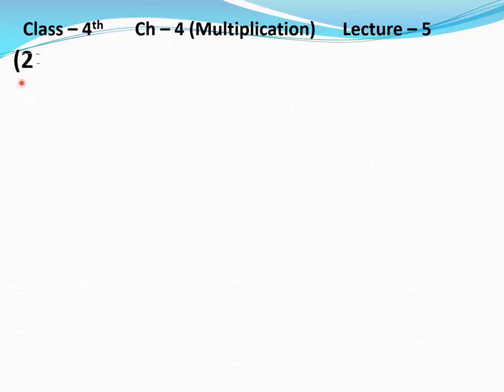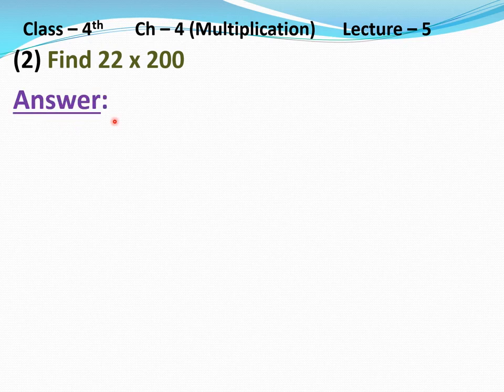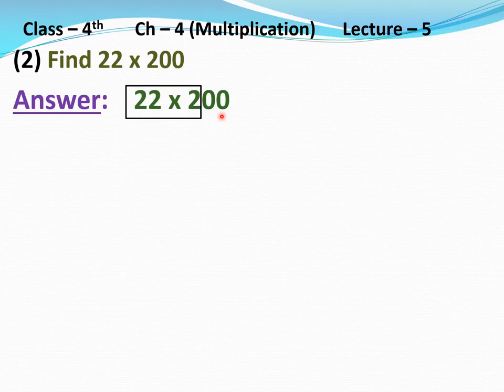Now question 2. Find 22 multiply 200. Write answer 22 multiply 200. First multiply 22 by 2 and then place 2 zeros to the right side of the product. 22 multiply 2 equal to 44 and then place 2 zeros to the right side of the product. Clear? So write down equal to 4400. 22 multiply 200 equal to 4400.